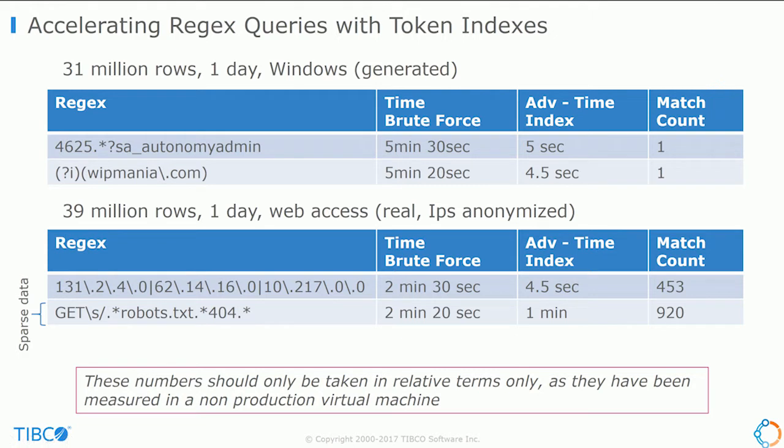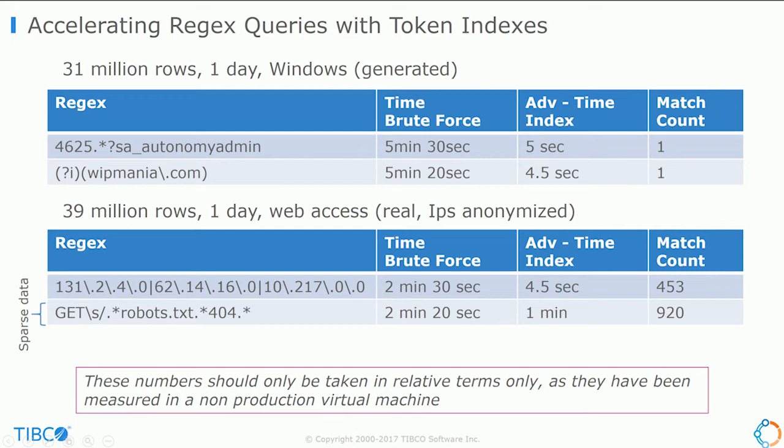Let's take a look at this case. We did some benchmarking here. For 31 million rows in one day, all Windows generated, we applied this string. It took about 5 minutes 30 seconds in the traditional regex report, but only 5 seconds in the new advanced search. In this same example, we're looking for a case-insensitive match for a domain name. Again, a little over 5 minutes, and then only 4 seconds in our new advanced search.